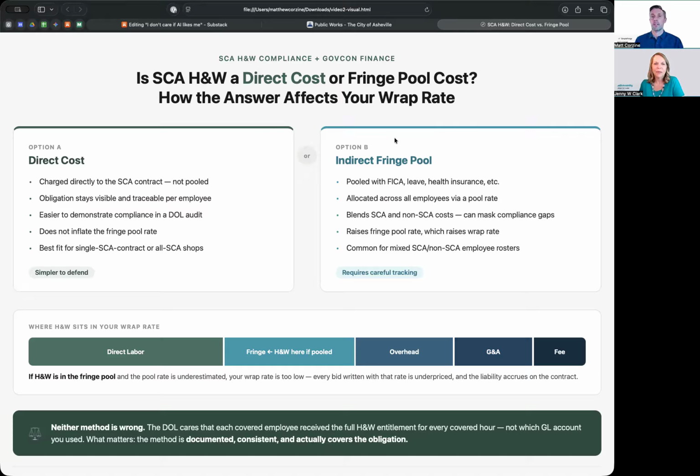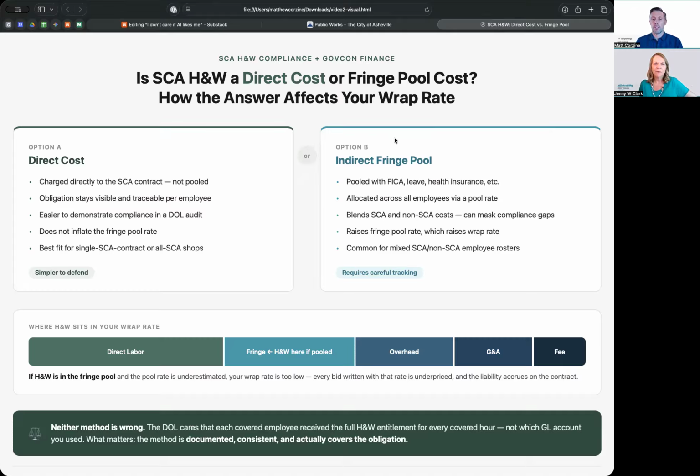Now, importantly, from the DOL perspective, the Department of Labor does not care how contractors code it in their chart of accounts. The DOL does care that each covered employee has received that full entitlement, that full fringe, for every covered hour worked. But the compliance trap that we've seen over the years is that contractors pool their health and welfare with the other fringe benefits, report it as a pool rate, and then cannot show on an employee by employee or hour by hour basis that the obligation was met. And that's what tends to get contractors in trouble.